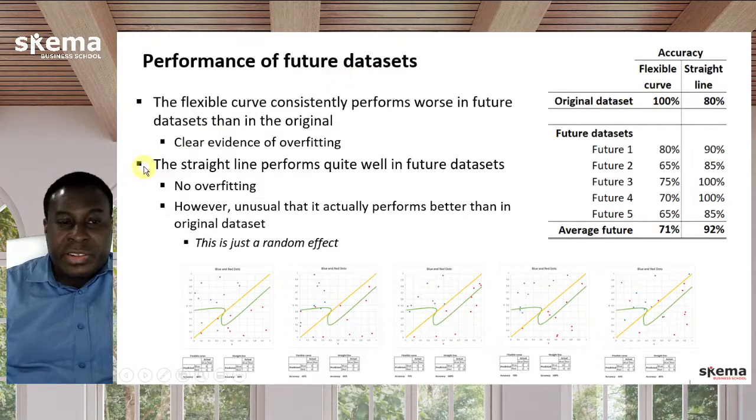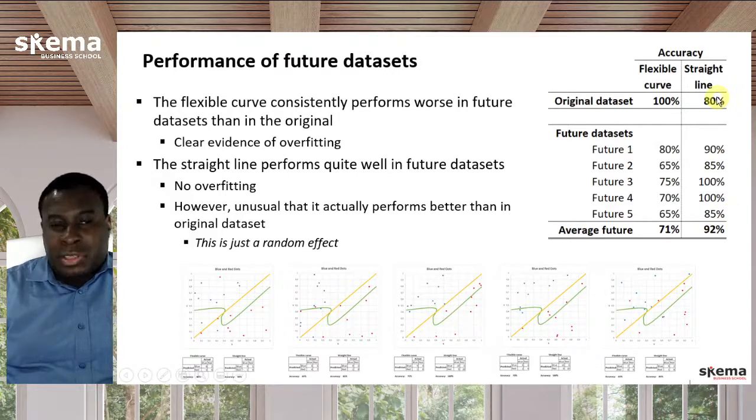Now, the straight line, on the other hand, performed quite well in future data sets. The fact that it got 80% on the original, which didn't seem that good, but in future data sets, it actually got 92%. That means that 80% was not an exaggeration. It was actually an understatement in this case. That means there's no overfitting on the part of the straight line. I will note, though, that it is highly unusual that in future data sets you actually get accuracy that is better than the original one.